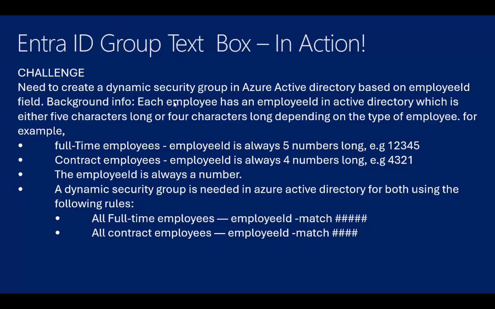So you need a dynamic security group in Azure Active Directory that will take into account both situations, full-time employees or contract employees. And the key is all full-time employees, again, have to match a 5-digit number. Don't know what the numbers are, just has to be 5 digits. All contract employees have to match 4 digits. Again, don't know what they are, just know that they're digits and they have to match. So how would you craft that rule?